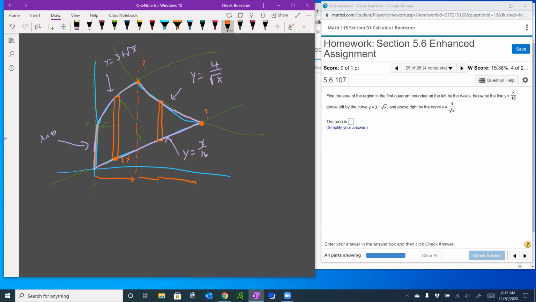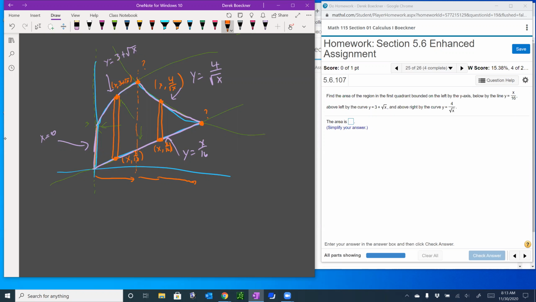So this is arbitrary x, and this is x over 16. This guy is arbitrary x and 3 plus the square root of x. This one still has the same bottom, x over 16, but a different top, x comma 4 over the square root of x.